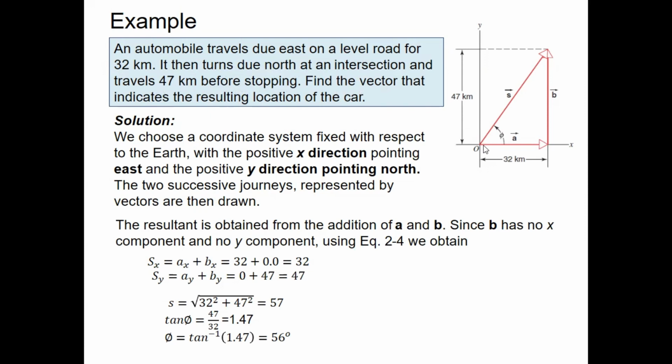Let us see. The first displacement is shown in this figure as 32 kilometers due east, and on the x-axis the positive x direction is east. Then at this intersection it moves north. On this plane, the positive y direction is north. So this is the north direction, 47 kilometers it travels. So the a vector and the b vector sum gives you the resultant vector s.